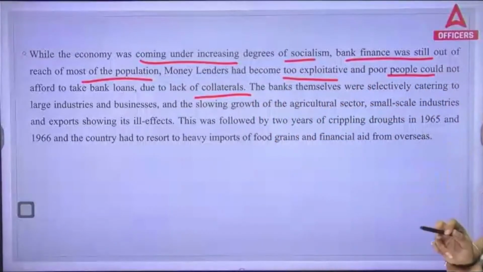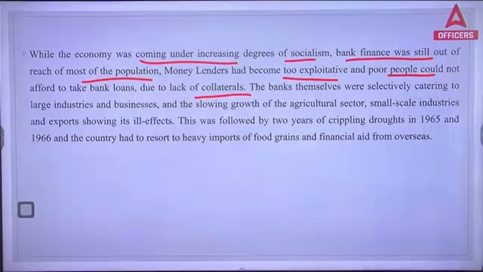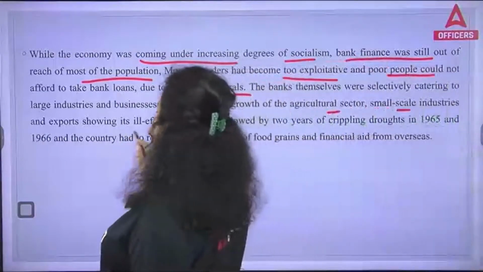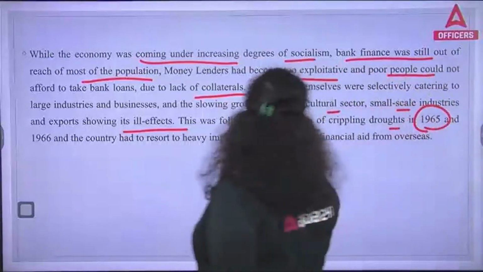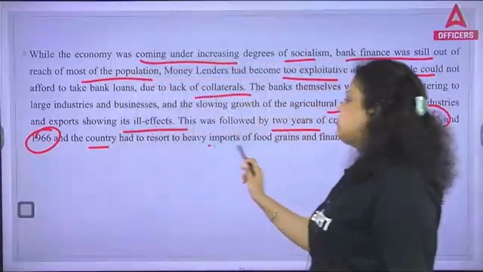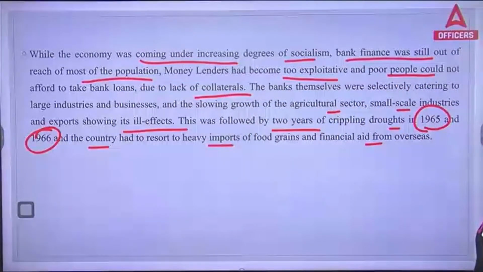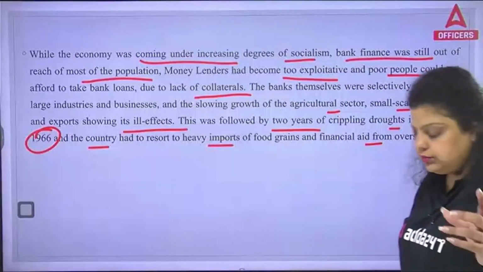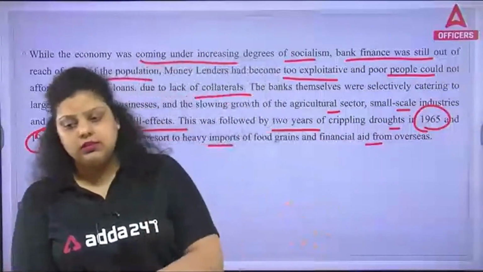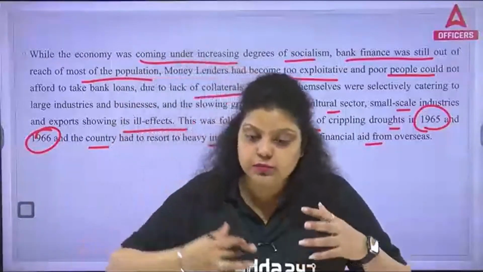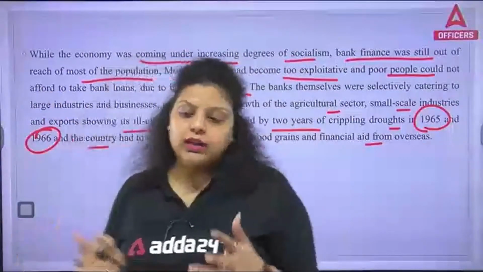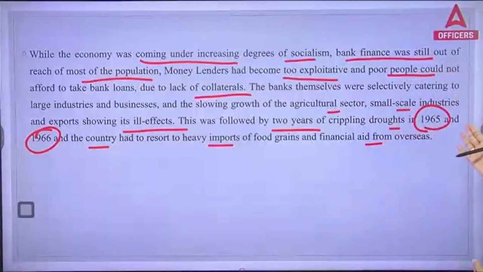Now, the banks themselves were selectively catering to large industries and businesses, with the slowing growth of the agricultural sector, small-scale industries and exports showing its ill effects. This was followed by 2 years of crippling drought in 1965 and 1966, and the country had to resort to heavy imports of food grains and financial aid from overseas. In the duration of 1964, 65, 66, there was a drought and also war, the India-Pak war and the India-China war. So food grains were not available, and we had to import food grains. We had to ask for funds from foreign countries also. So we faced this issue.